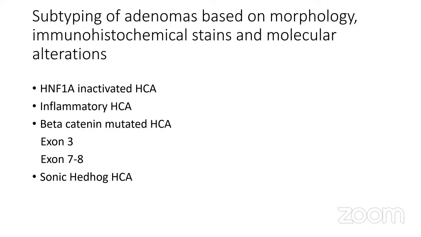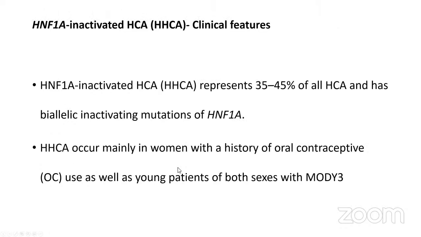Subtyping of adenomas is based on morphology, immunostains, and molecular alterations. So the types of adenomas are the HNF1 alpha inactivated hepatocellular adenoma, the beta-catenin mutated adenoma, the exon 3 type, the exon 7-8 beta-catenin mutated adenoma, and inflammatory adenoma, and the sonic hedgehog adenoma.